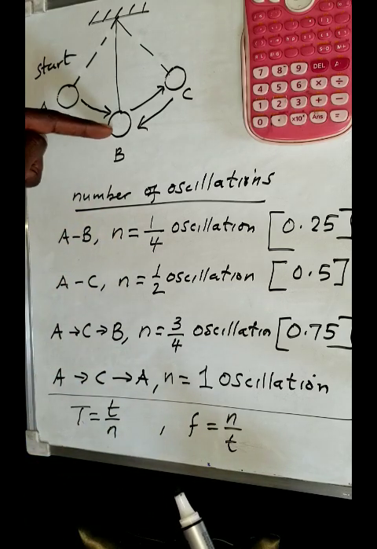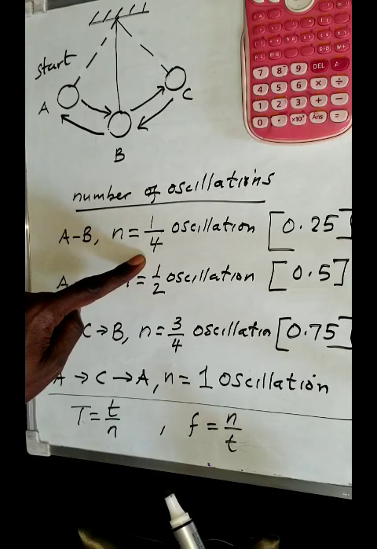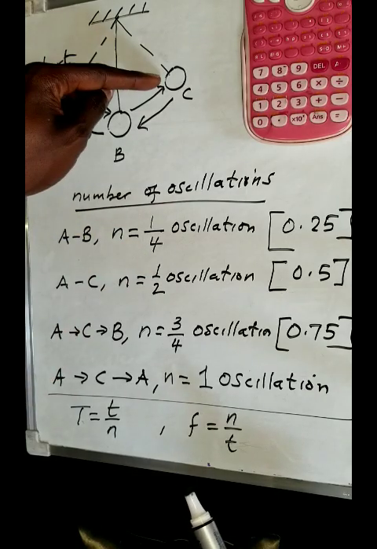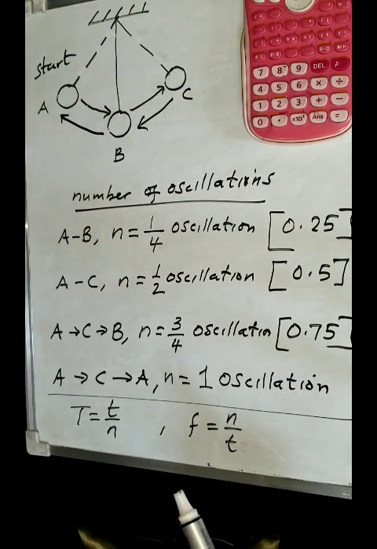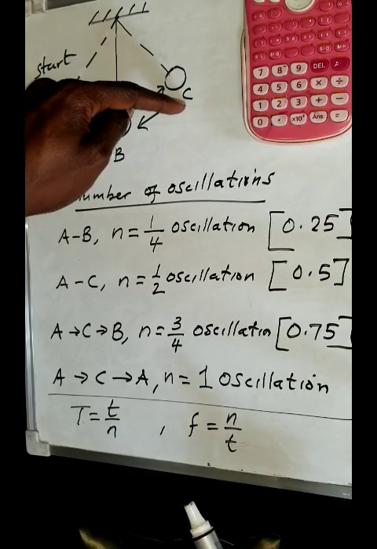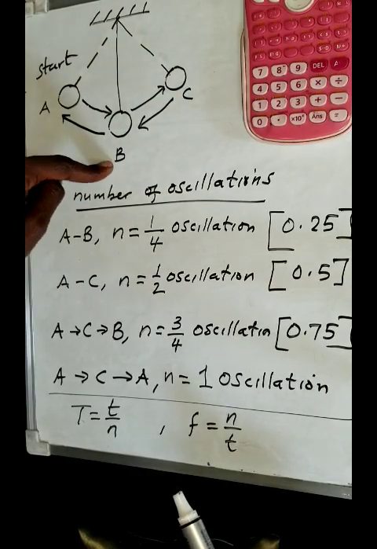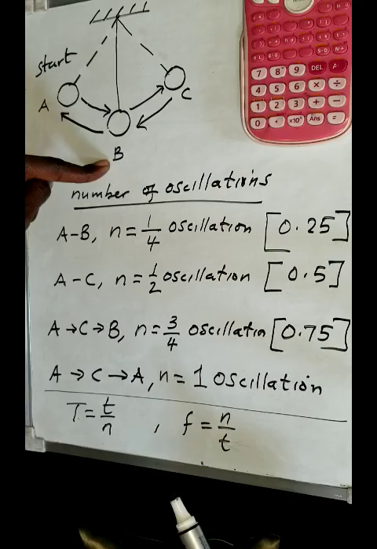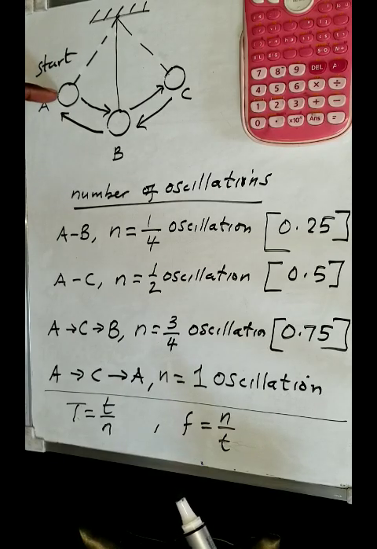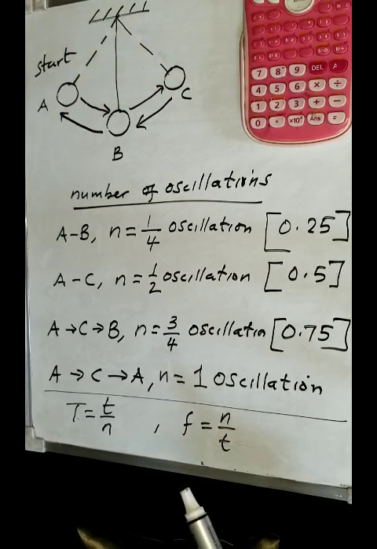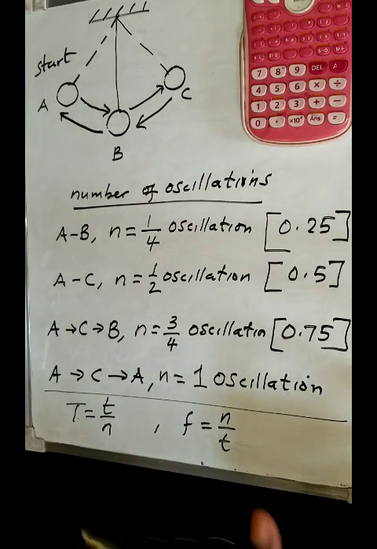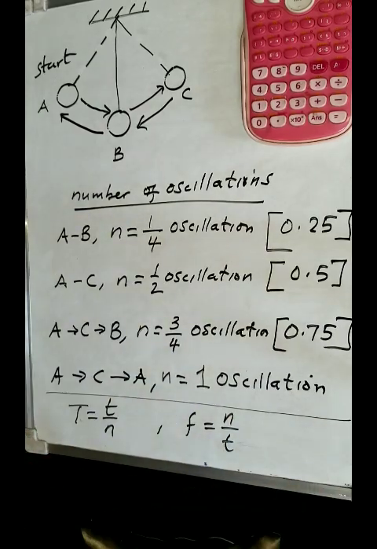They'll tell you from A to B, it's a quarter oscillation. If it moves from A to C, that is half oscillation. If it moves from A to C and comes back to the midpoint B, then that's a 3/4 oscillation. But if it moves from A to C and comes back to the starting point, that is 1 oscillation. So those are things that you need to remember, and I'll definitely show you how you can go about calculating the period and the frequency using a simple pendulum.